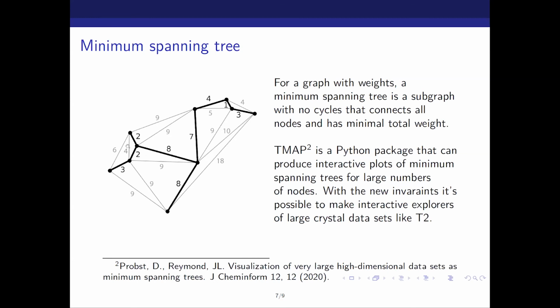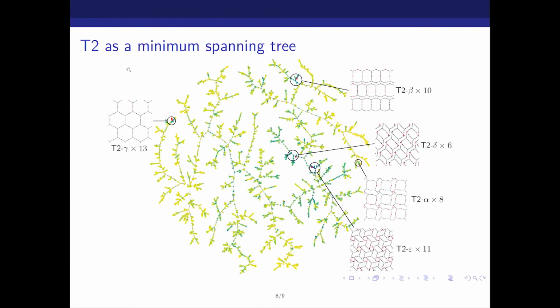So hopefully, when we plot T2 as a minimum spanning tree, the similar things cluster together and the different things are apart. And we use this package called tmap to do this. You can go here if you want to find it yourself. It's good for plotting interactive maps like this. So this is what T2 looks like when we plot as a minimum spanning tree using the invariants.